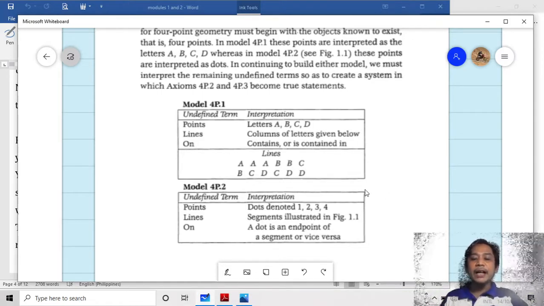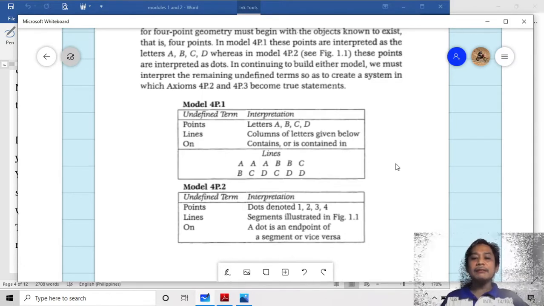The next, for the third axiom, it states that every line contains exactly 2 points. So we see here that each column has exactly 2 letters on it. Meaning, all 3 axioms are satisfied by this model. Hence, all axioms are true. Not one contradicts the other. Hence, we can say that the 4-point geometry is consistent.